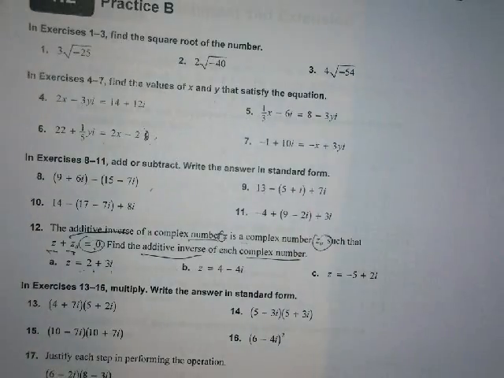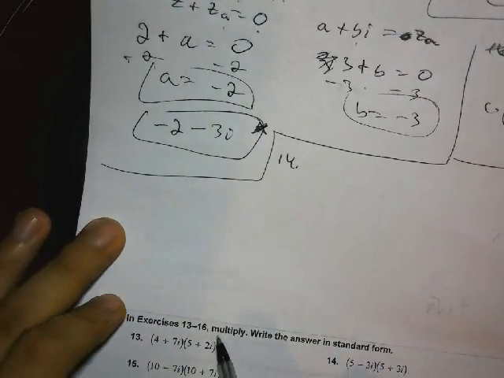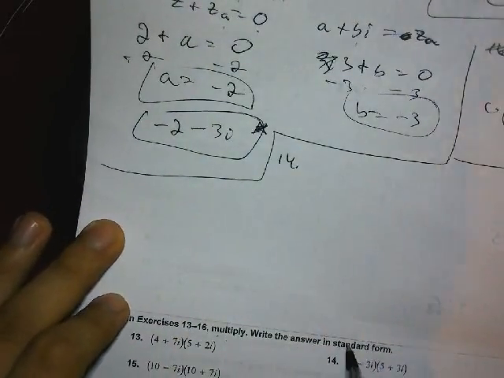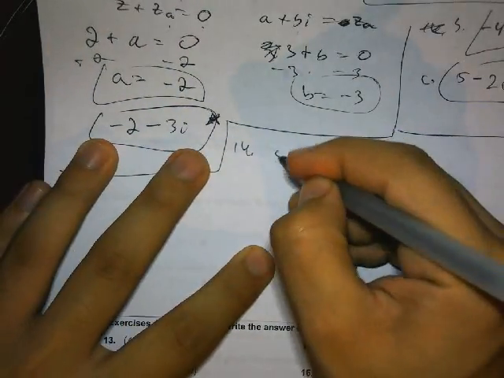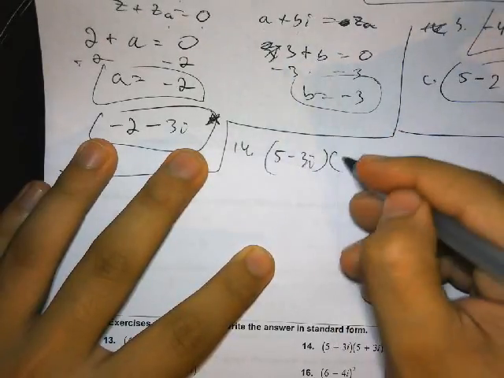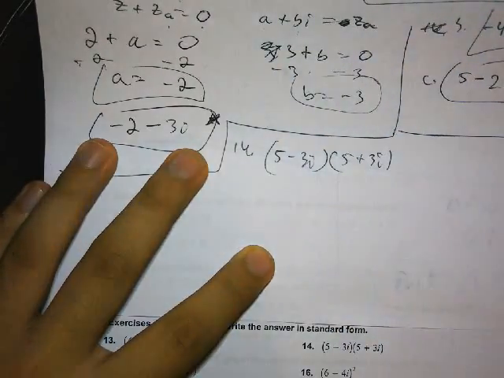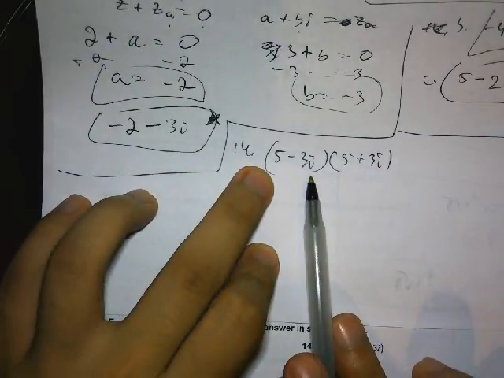Number 14 reads, multiply and then write your answer in standard form. So here my problem is 5 minus 3i times 5 plus 3i. So here we're using the FOIL method since it's a binomial of complex numbers.